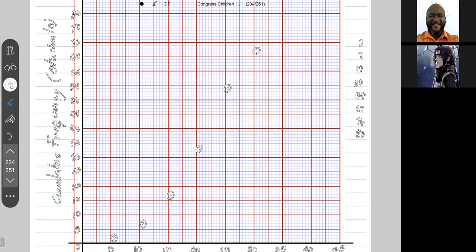Then 35.5 is 76. This is 35.5, 75, 76. And lastly, 40.5 corresponds to 80. That will put me here. All right, so these are all my points. So next I need to draw my cumulative frequency curve.